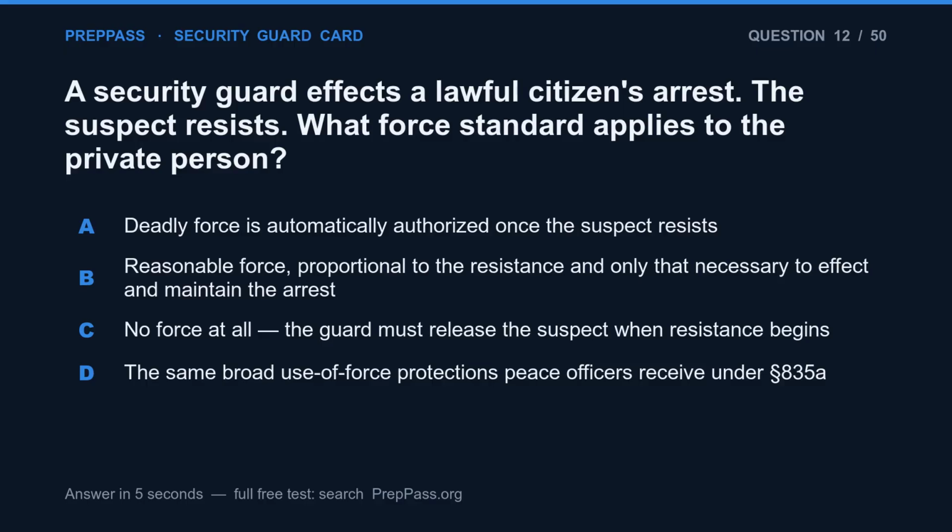Question 12. A security guard effects a lawful citizen's arrest. The suspect resists. What force standard applies to the private person? A. Deadly force is automatically authorized once the suspect resists. B. Reasonable force, proportional to the resistance and only that necessary to effect and maintain the arrest. C. No force at all, the guard must release the suspect when resistance begins. D. The same broad use of force protections peace officers receive under Section 835A.